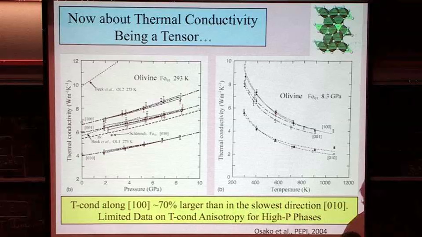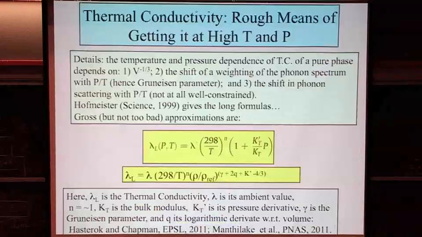Okay, so if you actually have the motivation, the will, the desire to extrapolate thermal conductivity to high pressure and temperature, it's not that hard to do, actually, other than the anisotropy. You probably don't want to look at the detailed theory if you're not a mineral physicist. The temperature and pressure dependence of the thermal conductivity of a pure phase depends on basically 1 over the length, or 1 over the volume to the 1/3 power, 1 over the cube root of volume.